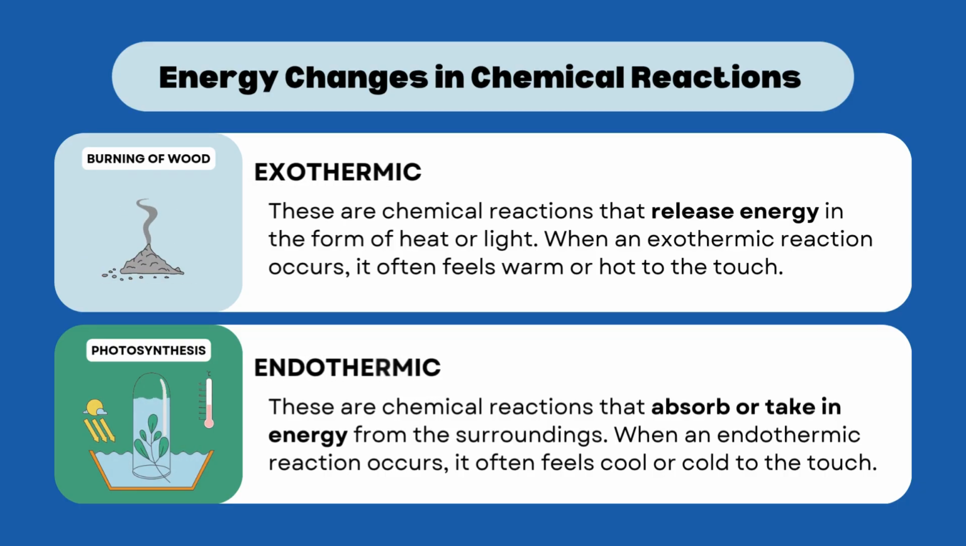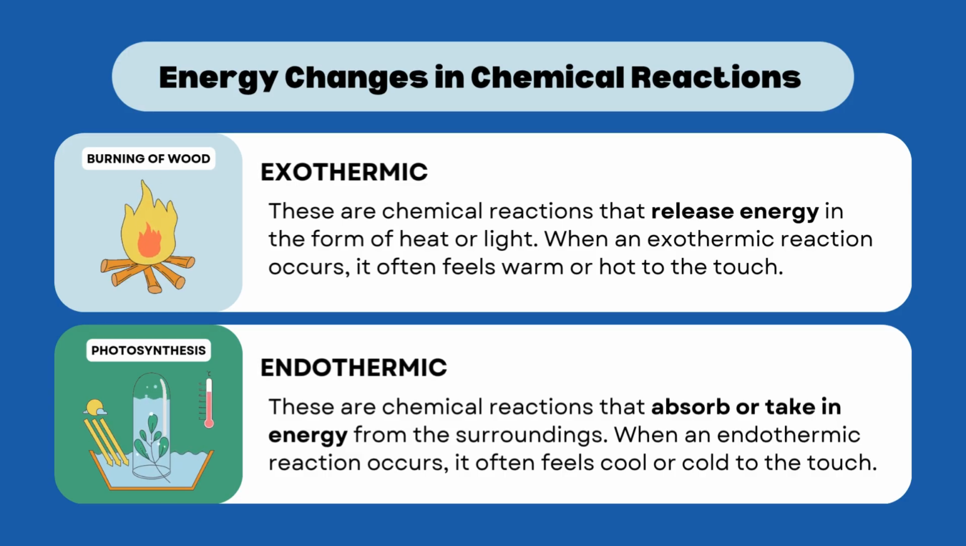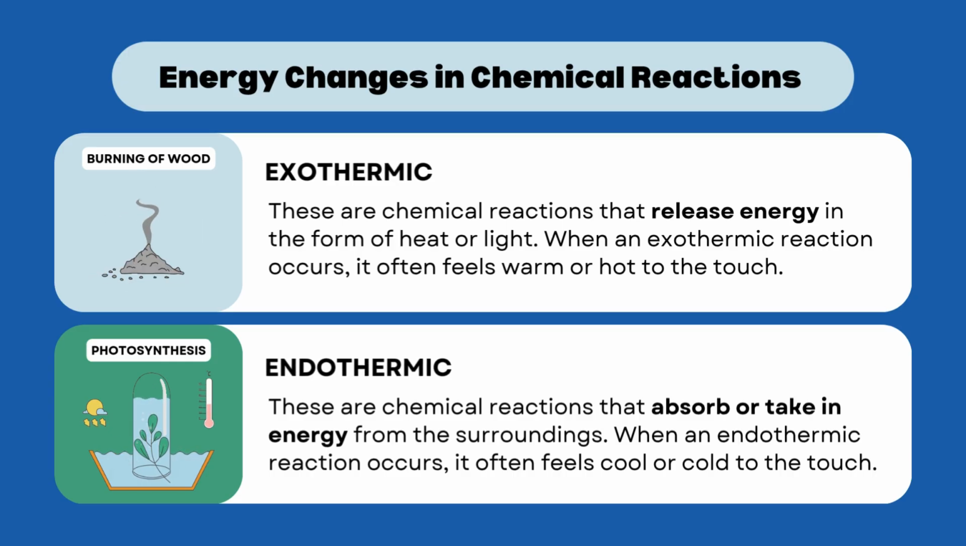Let's start with exothermic reactions. These are chemical reactions that release energy, often as heat or light. A good example is burning wood. Then we have endothermic reactions. These absorb energy from the surroundings. Photosynthesis is a great example, where energy from sunlight is used to create food in plants.